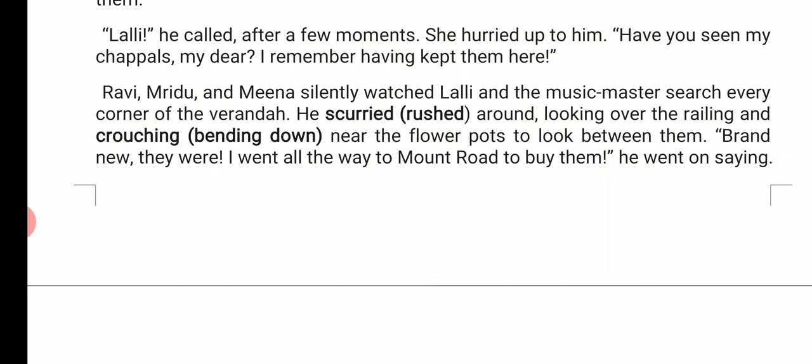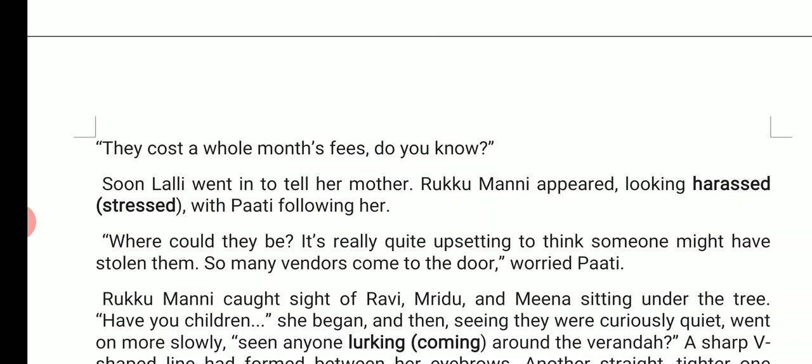Ravi, Indu, Meena silently watched Lali and the music master search every corner of the veranda. He scurried around, looking all over the railing and crouching near the flower pots to look between them. "I went all the way to Mount Road to buy them," he went on saying. So now these three children were sitting at the corner, and the music master was searching for his chappal everywhere, under the pots and all. He was bending and searching, saying that it was a very nice chappal, very good, purchased from Mount Road, and he was just appreciating his chappals and their good condition. And he went on saying all these things. "They cost a whole month's fee, do you know?" So he was saying his chappal was very expensive.